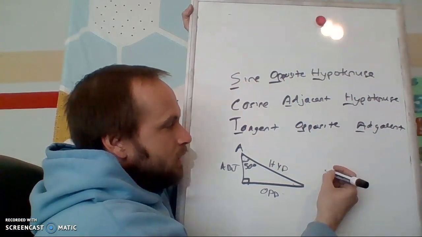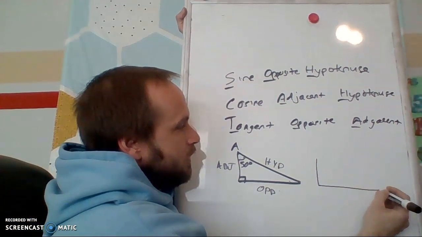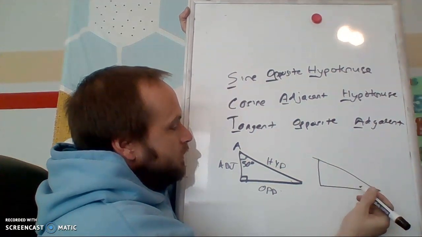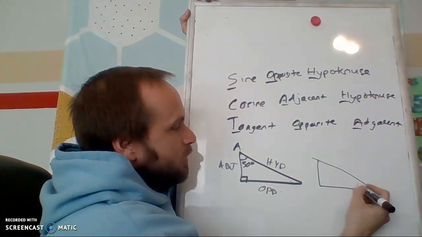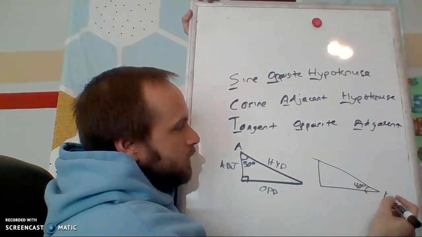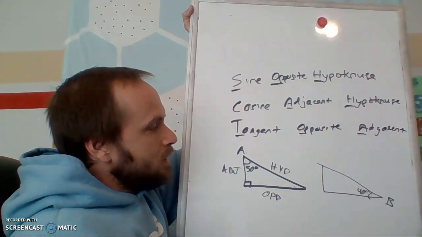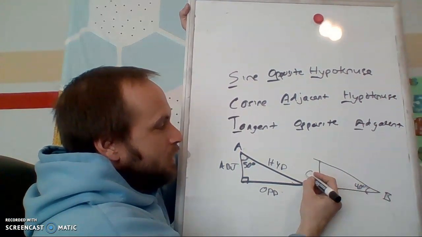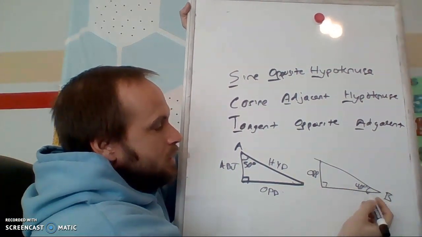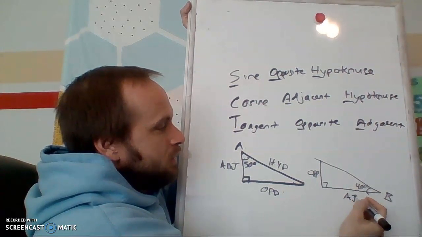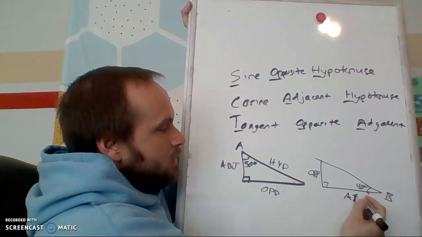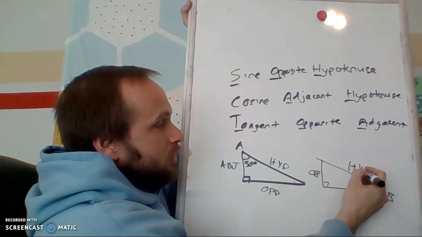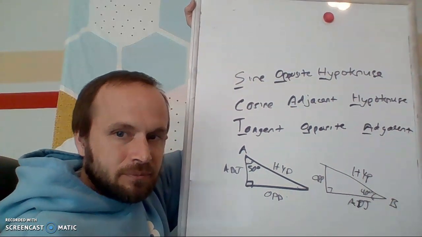Now, flip that around. If I look at the same triangle from this other angle, which would be 40 degrees, and we'll call it B, then things get flipped around. Opposite of B is this side here. Adjacent of B is this side. The hypotenuse stays the same.